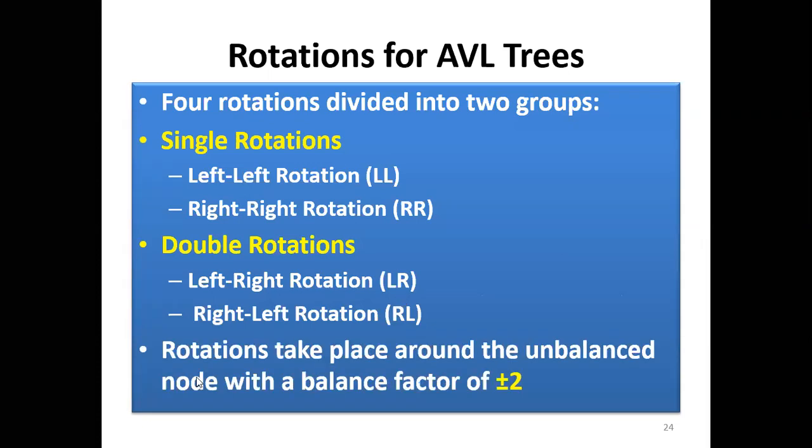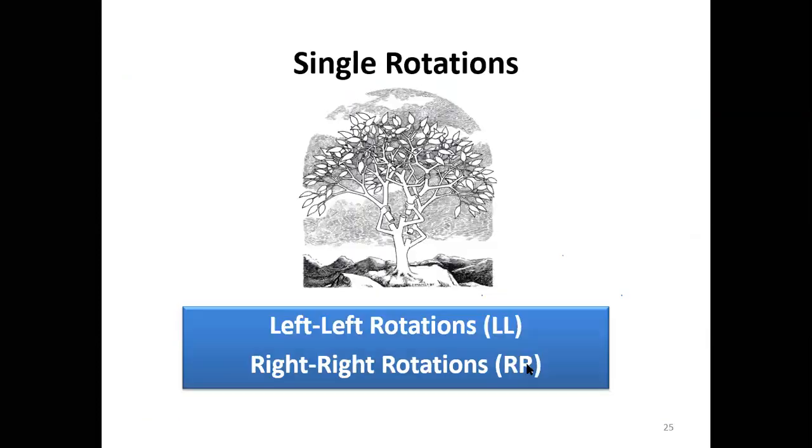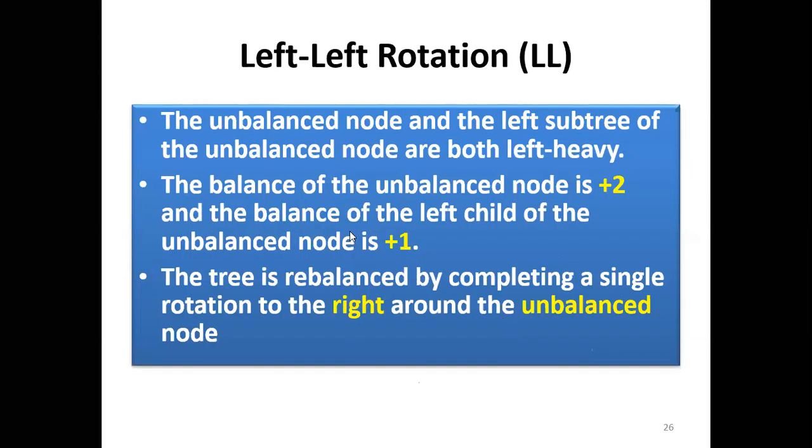So yeah, and the rotation takes place for any node with a balance factor of plus or minus 2. Now let's pick the single rotations. For the single rotation, we want to explain further. We want to say that the unbalanced node and the left subtree of the unbalanced node are both left heavy.